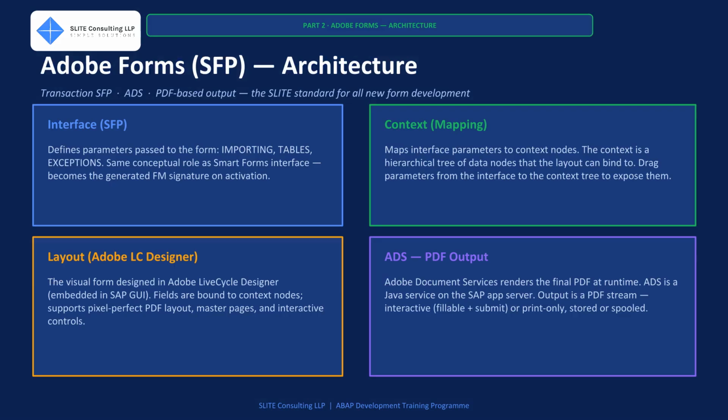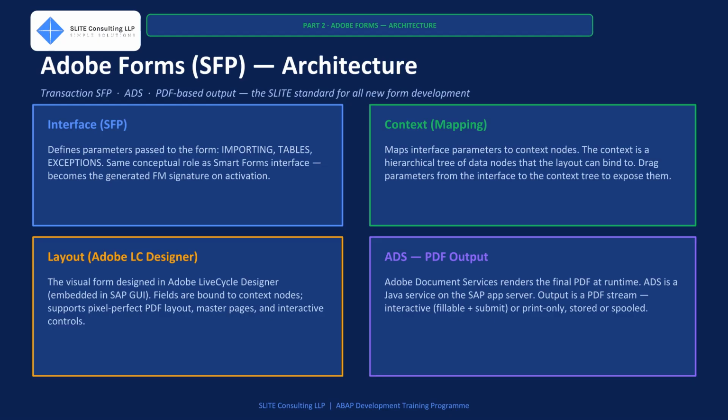Adobe Forms, accessed via transaction SFP, produces native PDF output through the Adobe Document Services Engine, ADS. The architecture has 4 layers. First, the interface, identical in concept to Smart Forms. Declare importing parameters and exceptions. Second, the context, unique to Adobe Forms. You map interface parameters to context nodes in a data tree. The context is what the layout can see and bind to. Add structure subnodes to flatten nested data.